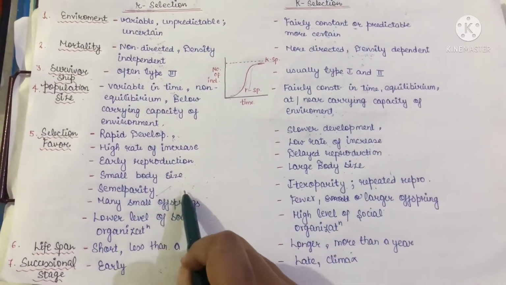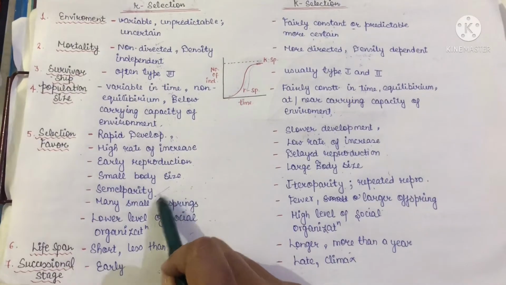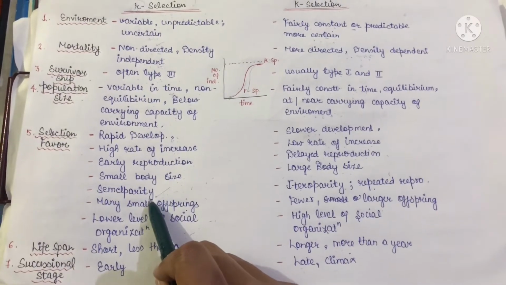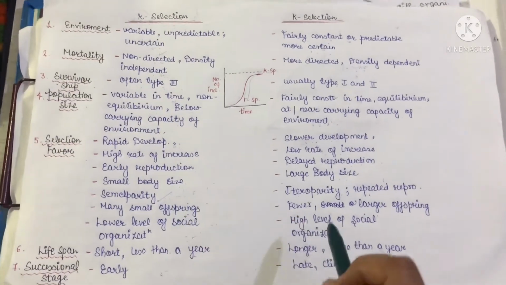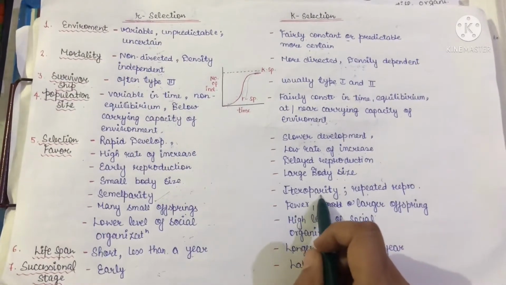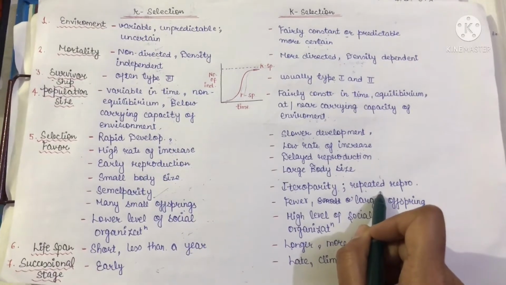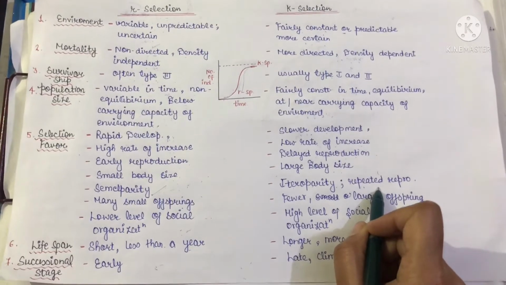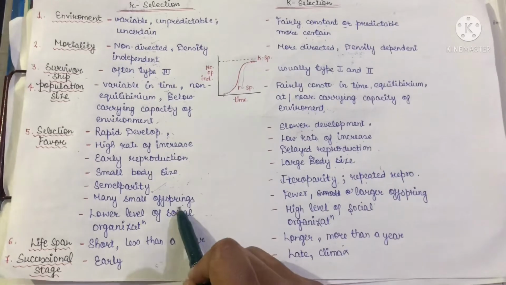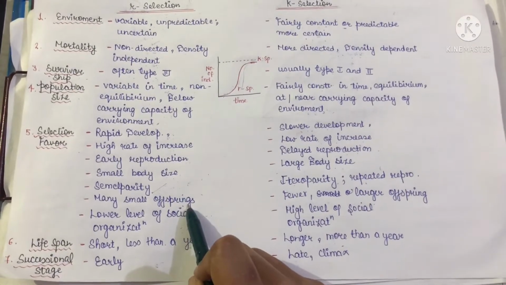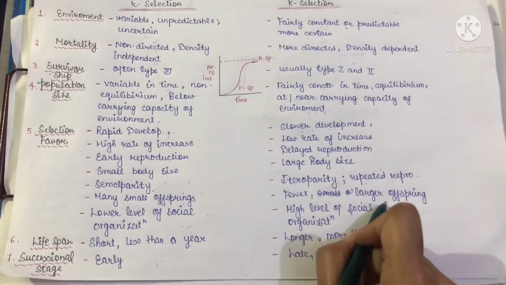That's why it reproduces enormously, because then it has to reproduce only once. But in case of K selected species, it is iteroparous and it attains repetitive reproduction, right? That's why they produce fewer offsprings. R selected species have many small offsprings, and K selected species have fewer and large offsprings.